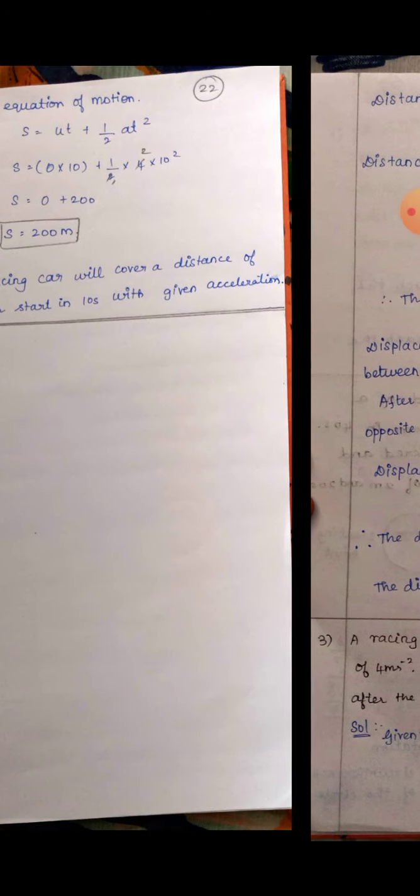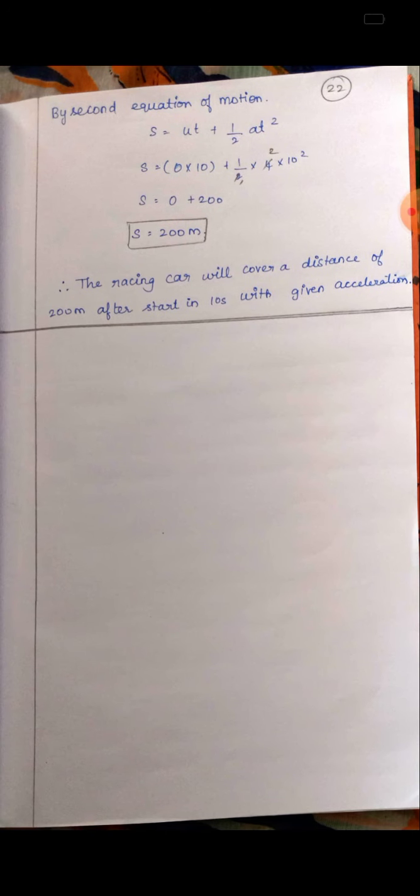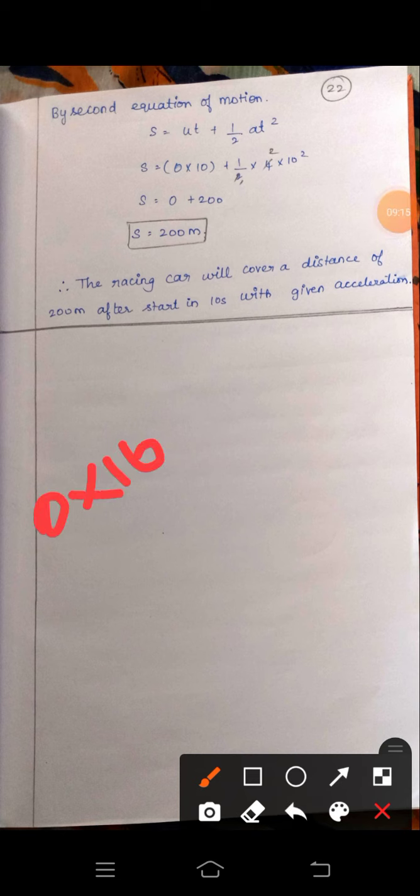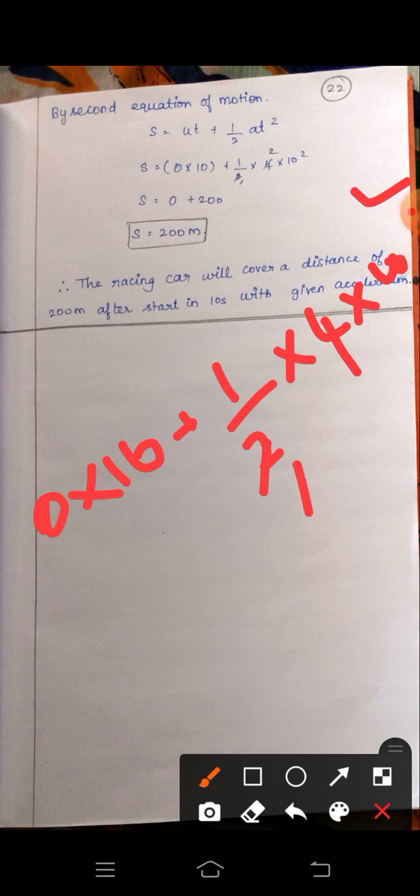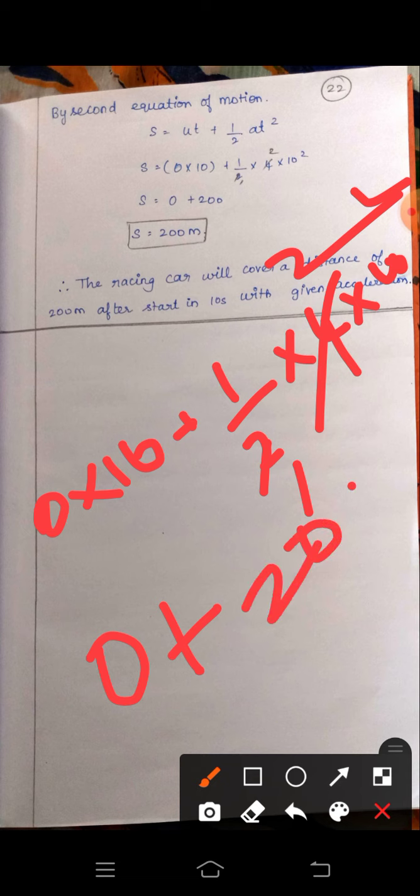Time they had given, 10 seconds, so we are writing 0 into 10 plus half into a value they had given, 4, into time square, that is 10 square. So 0 into 10 plus 1 by 2 into 4 into 10 square. 2 ones are 2, 2 twos are 4. 0 into anything will be 0, plus 2 into 10 square, which is 100. So 100 into 2 is 200. So finally s is equal to 200 meter.